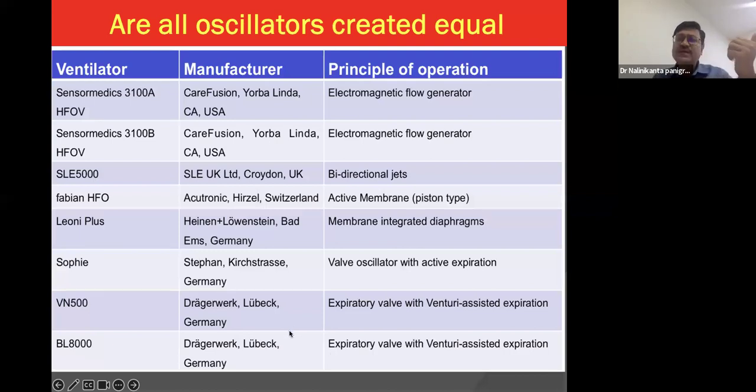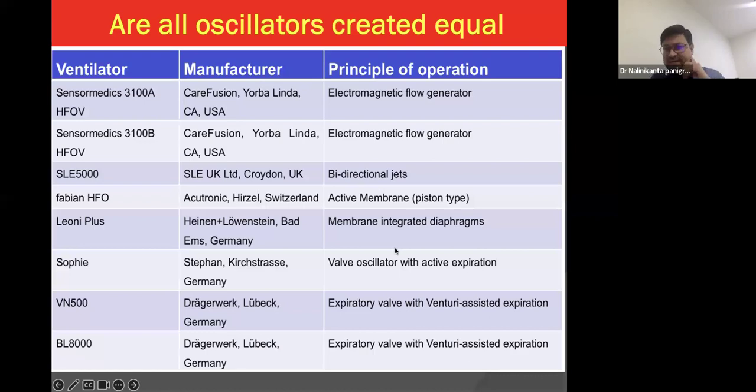But if it's a bigger baby, more than 1.5 kilo, up to 4 kilo in a newborn, or a bigger infant, you probably want to use a more powerful machine like VN500, SLE 5000, SLE 6000, or the most powerful HFO machine like Sensormedics, to get the best result. But in Dräger Babylog, if you're using it for HFO in smaller babies, it can work, but as it's not a powerful HFO machine, it's a flow interrupter, sometimes it may not be effective.